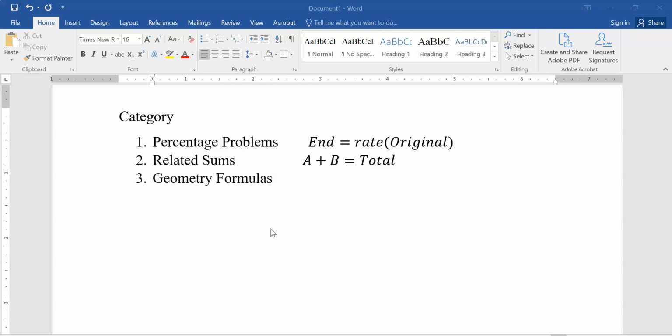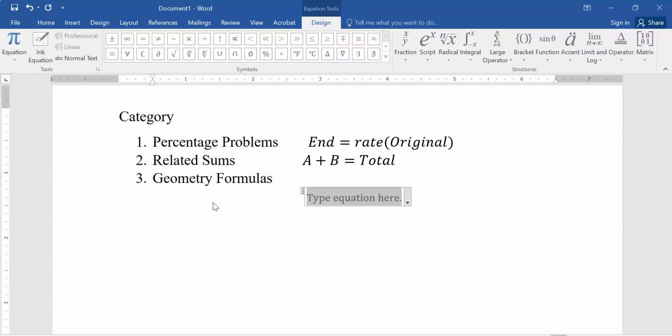The last part of the problems from 1.3 are the problems in this category of geometry formulas. Now, there are tons and tons of geometry formulas out there, so let me just focus on three formulas that you'll see in this class. First off is the perimeter of a rectangle.